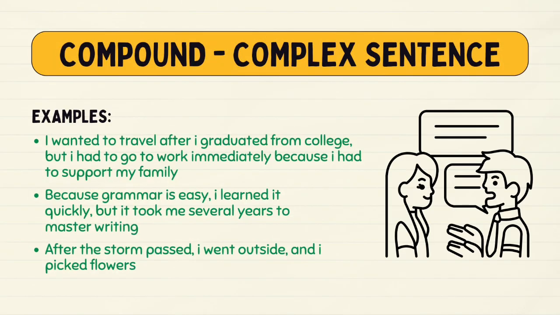Some examples of compound-complex sentences are: I wanted to travel after I graduated from college, but I had to go to work immediately because I had to support my family. Because grammar is easy, I learned it quickly, but it took me several years to master reading. After the storm passed, I went outside and I picked flowers.